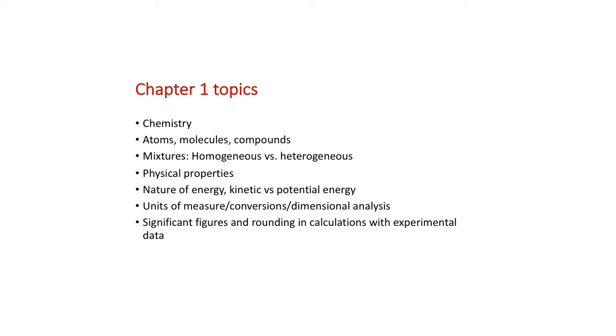We can discuss the different physical properties of a substance like melting points, boiling points, densities, things of that nature. Then we get into the nature of energy, kinetic versus potential energy in the middle part of chapter 1. And we start wrapping up the chapter with a discussion of units of measure, conversion factors, dimensional analysis, and everybody's favorite topic, significant figures, and really the idea of rounding and calculations where we're dealing with experimental data.